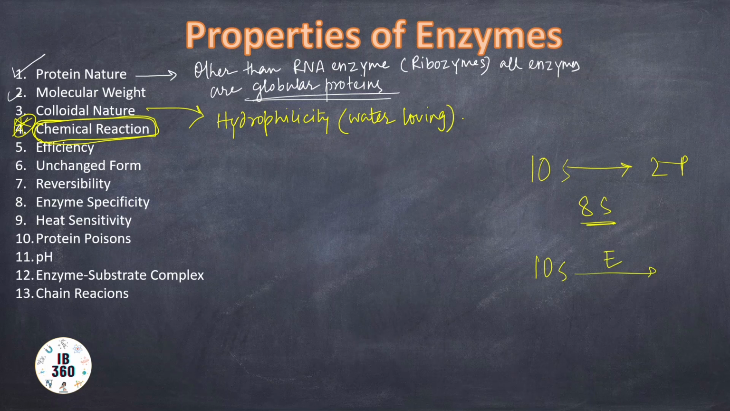So that simply is the evidence of the efficiency of the enzyme. So the more the turnover of the product from the substrate, the more efficient is the enzyme. Then comes unchanged form. Enzymes are in no way transformed or used up in the chemical reaction. I talked about this earlier also. So they are unaffected from the reaction. Enzymes are unaffected or unchanged from the chemical reaction.